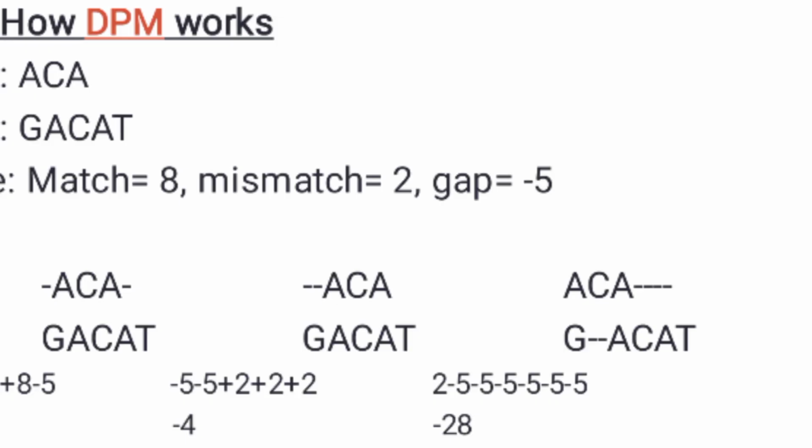Then the last one, we have AG, which is a mismatch, so that's +2. Then you have two gaps, that is -5, -5 down below. Then at the top again, you have a dash, dash, dash. So as a result, where they are not identical, you have -5, -5, -5, -5. The total of that one is -28.